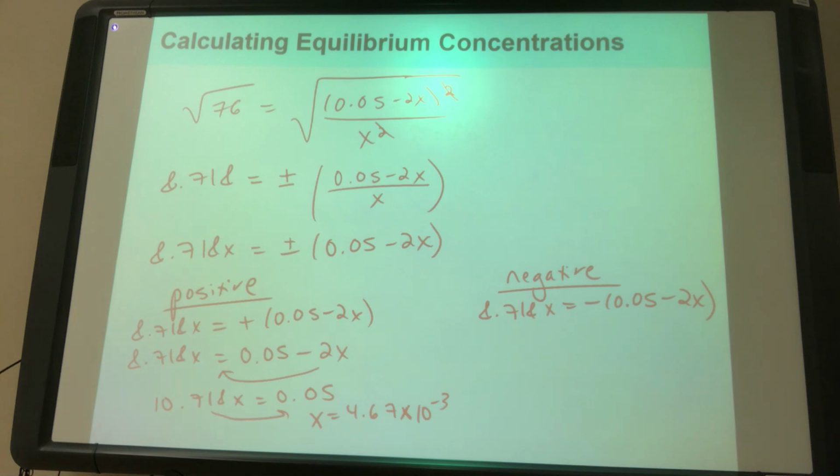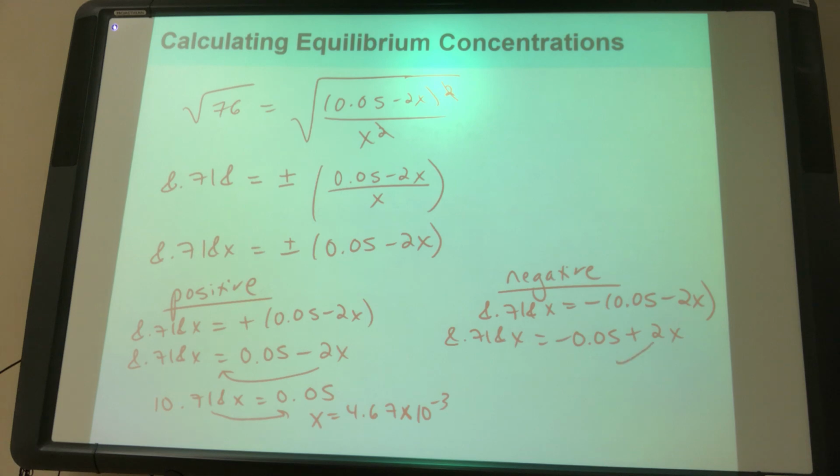Okay? So here we're going to say 8.718x is equal to negative, so we have to distribute the negative. So negative 0.05, then we have to distribute the negative to here, so it's a positive 2x. So you have to distribute the negative to everything in the parentheses.